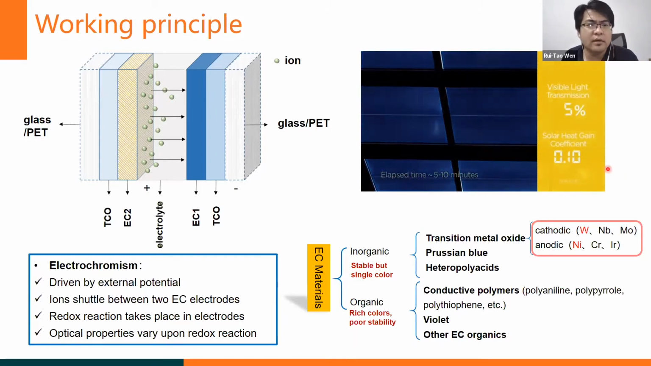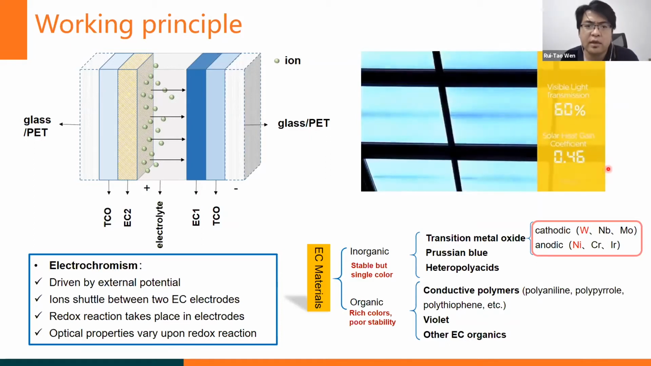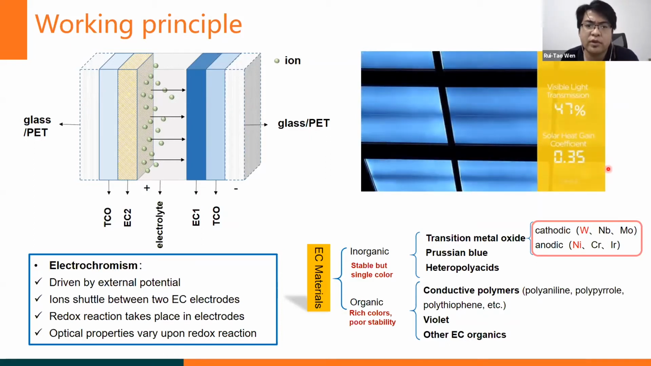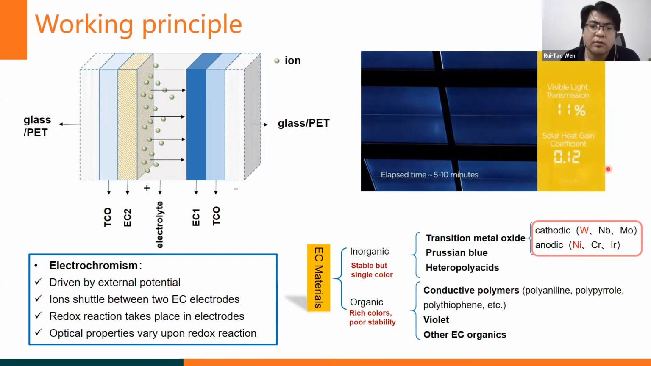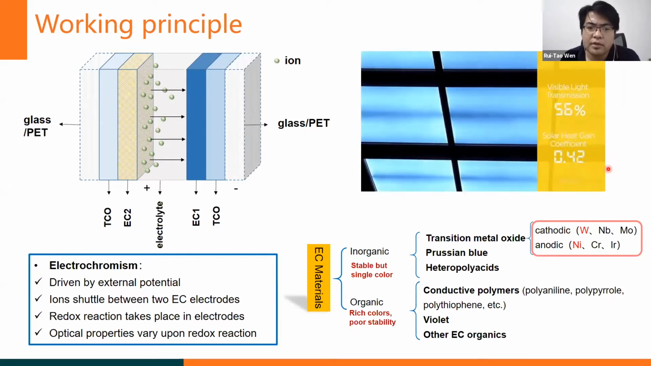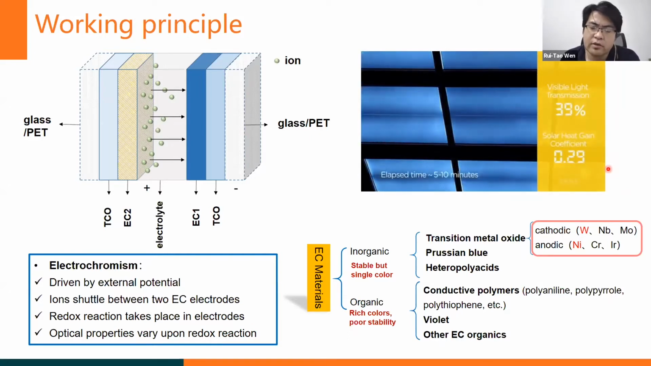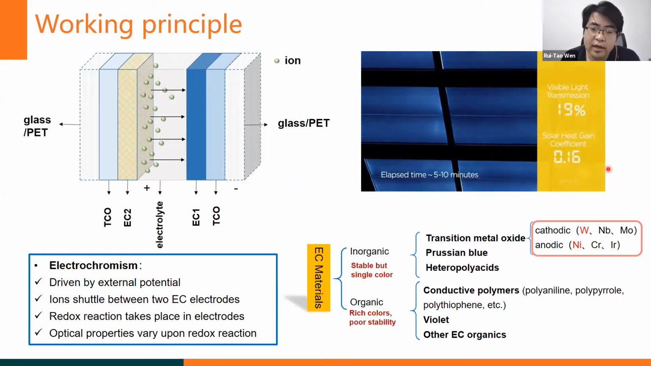So basically speaking, electrochromic materials have big potential in energy efficient buildings. For the EC materials, they can be classified into two categories. The first one is organic electrochromic materials. The second one is inorganic. They both have advantages and disadvantages.